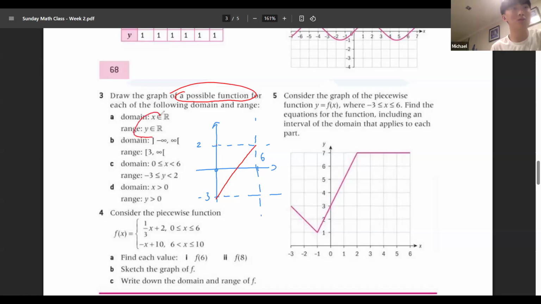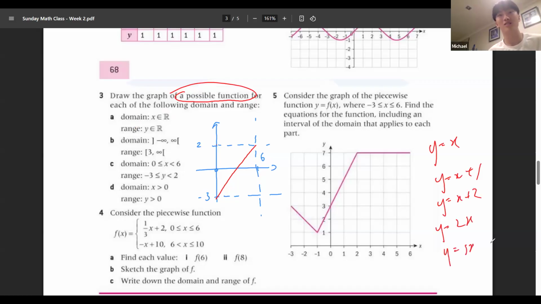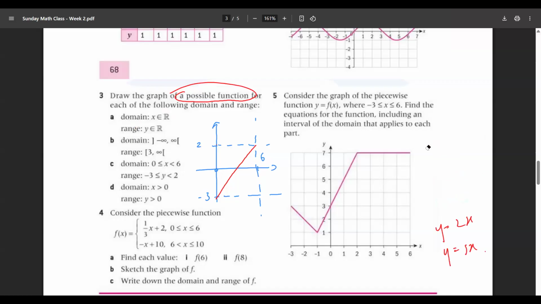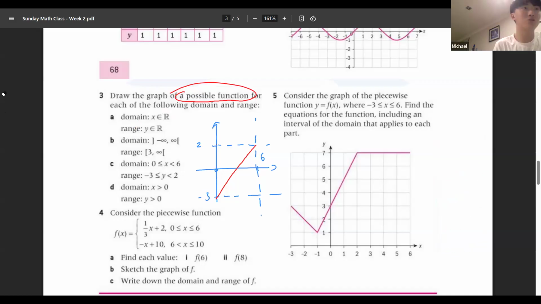Okay, there are infinite functions that have x as reals to reals. For example, y equals x, y equals x plus 1, y equals x plus 2, y equals 2x, y equals 3x. You got the idea. Okay. So we're just trying to find the easiest one.